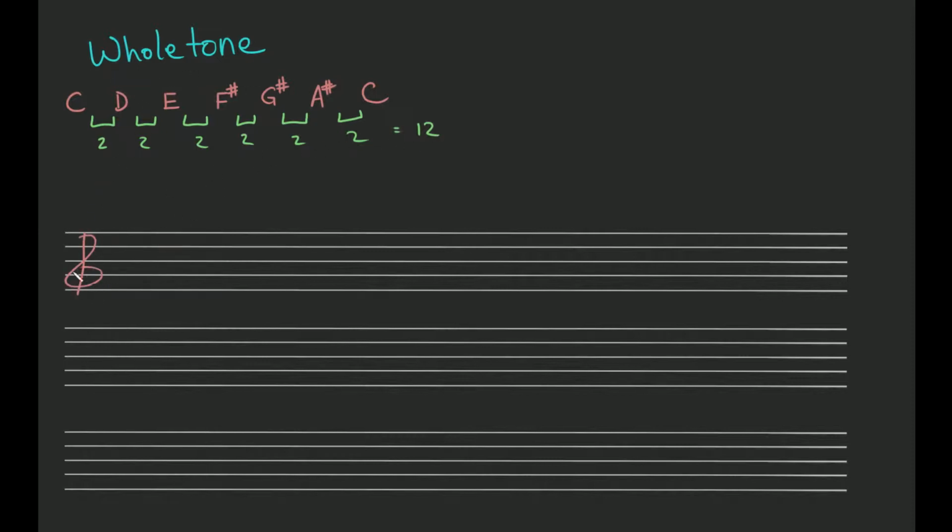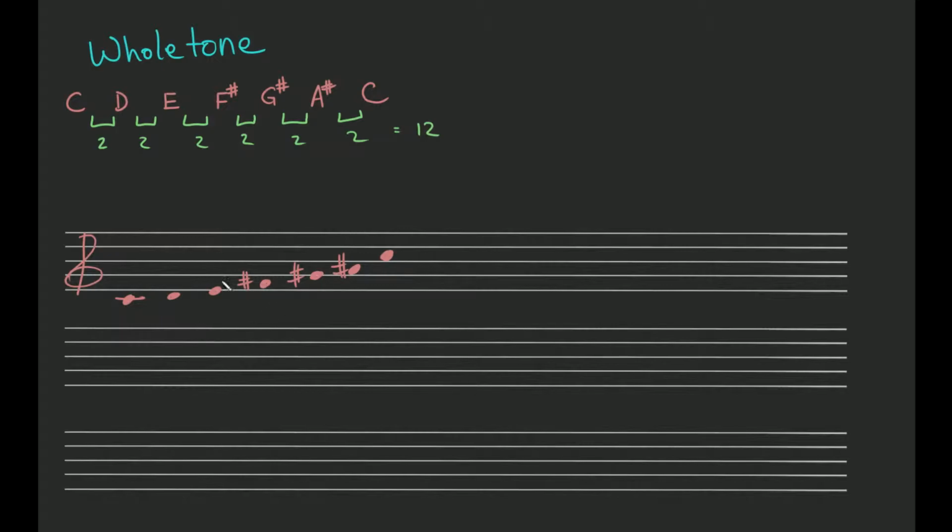So let's go ahead and see this on the staff. All you have to do is write C, D, E, F sharp, G sharp, A sharp, and finally C. So that's one way to write a whole tone scale.